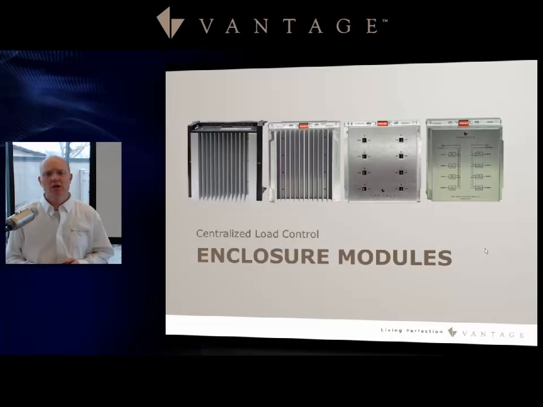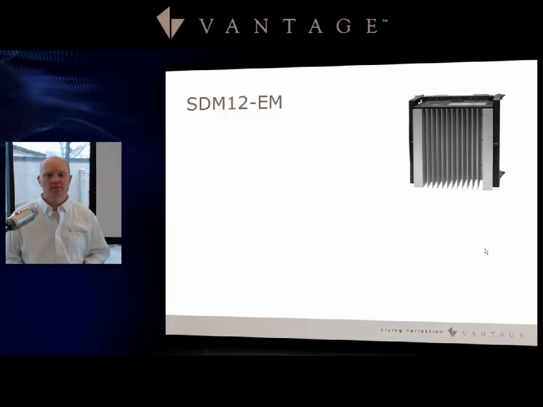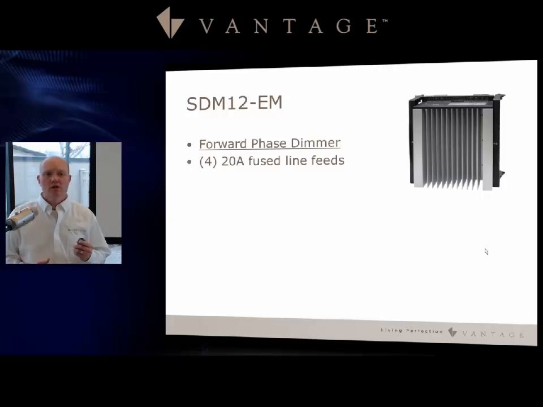So the next part we're going to go into is the enclosure modules for that centralized load system. The first one is the new standard dimmer module. It just came out in 2012. This is the SDM12-EM. It is our forward phase dimmer. It has 4 20-amp fuse line feeds into it. And this one model covers the 120 through the 277, so both residential and commercial applications with this one piece.